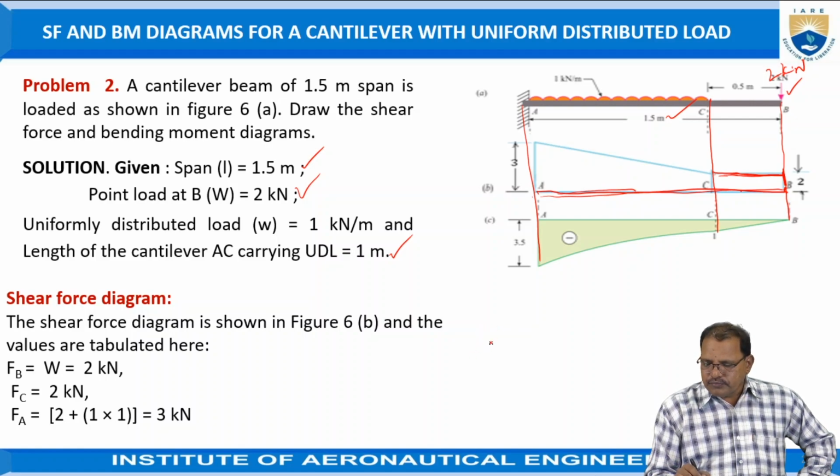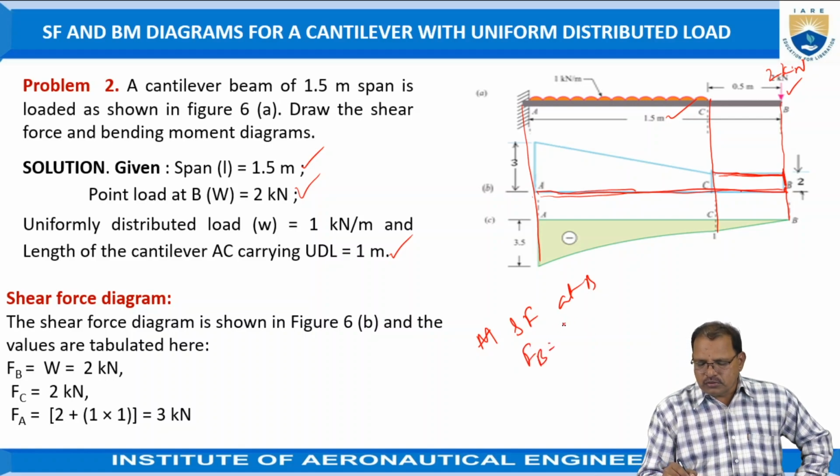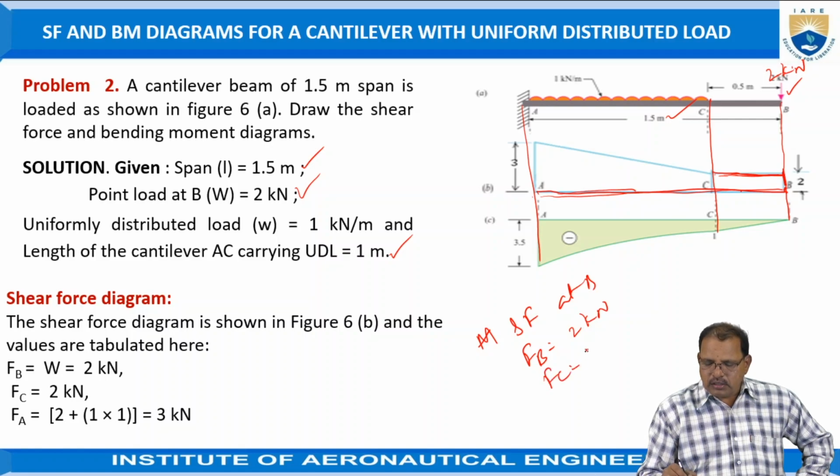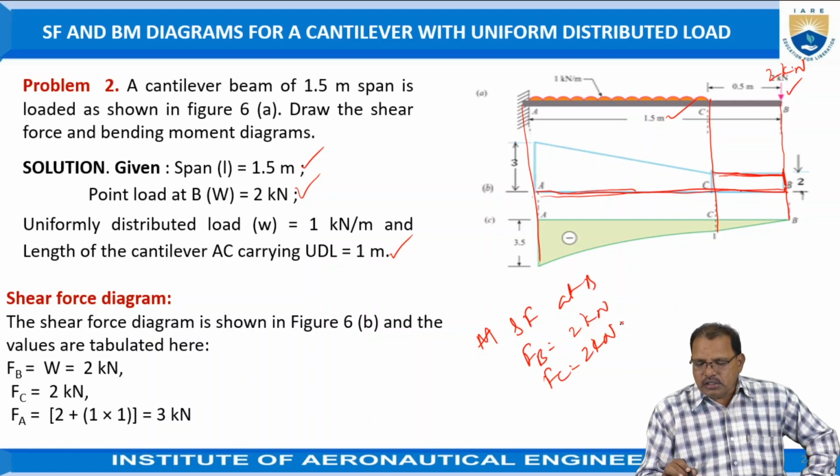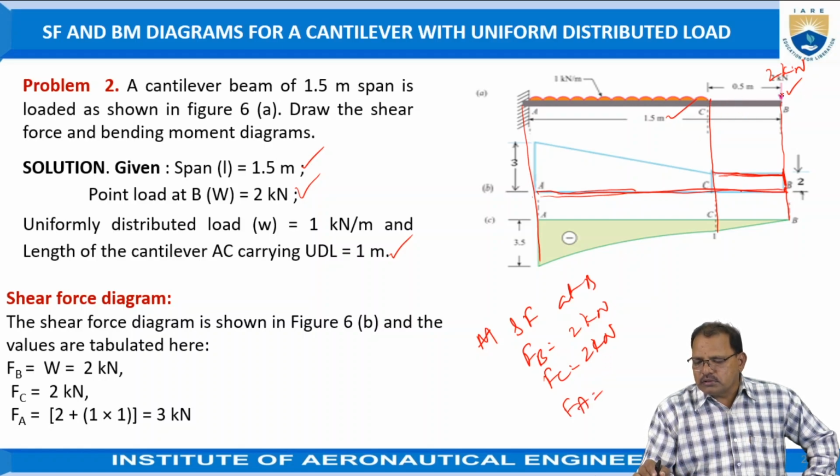That is, we got the shear force at B, which we call FB, equal to 2 kilonewtons. Shear force at C is again the unbalanced force, 2 kilonewtons only. The shear force at A, FA, you can take as the unbalanced force, that means 2 kilonewtons, and the load which is acting between A and C now.